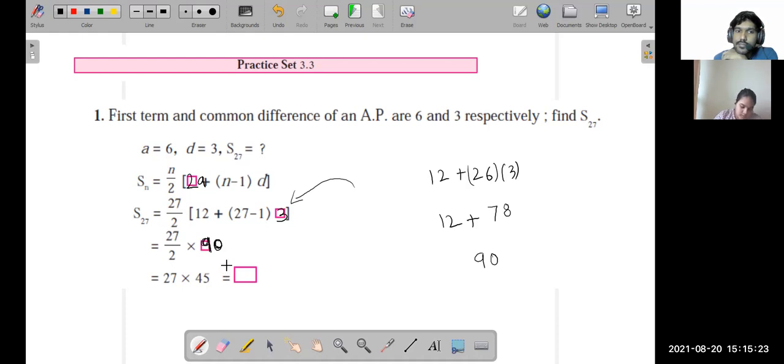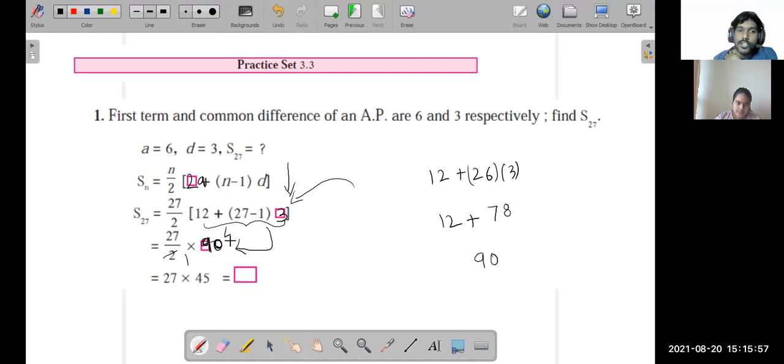What will come in the third box? 78. Yes, you solve this. Here d will come, that is 3. And then you have to solve. In the third box, you have to solve this, so 90 will be coming there. The entire thing you have to solve. And then here they have just divided 90 by 2.